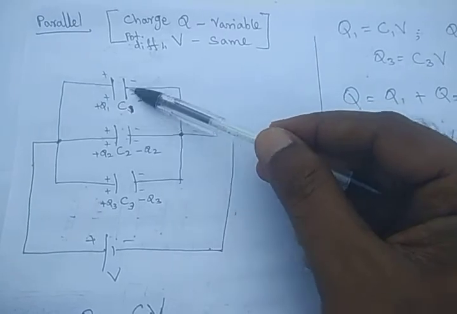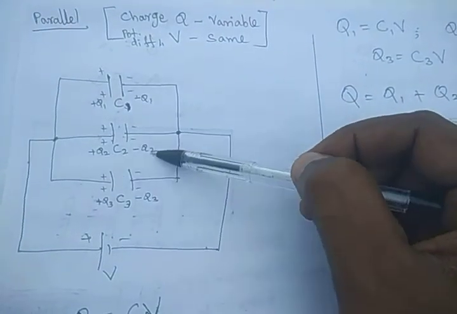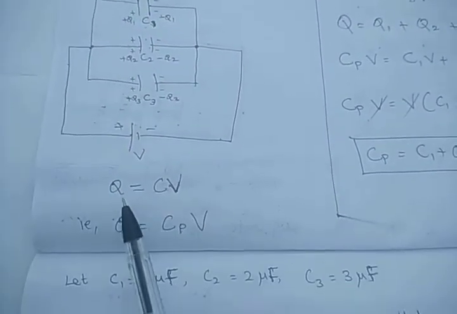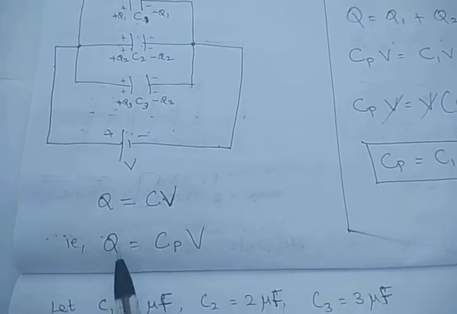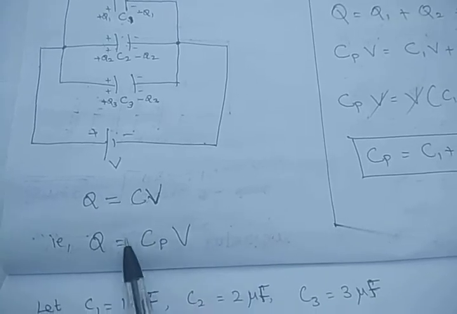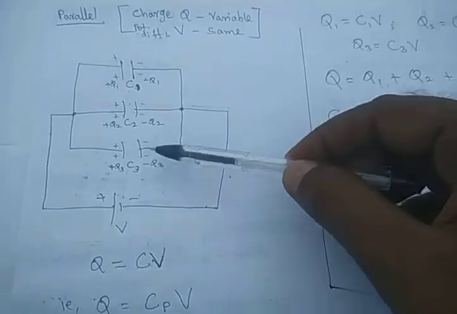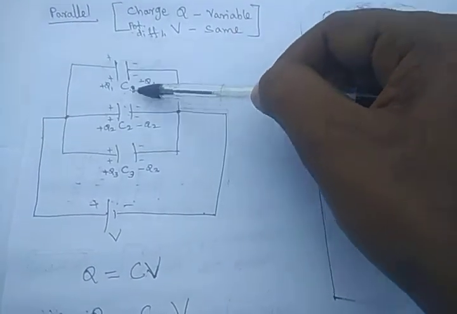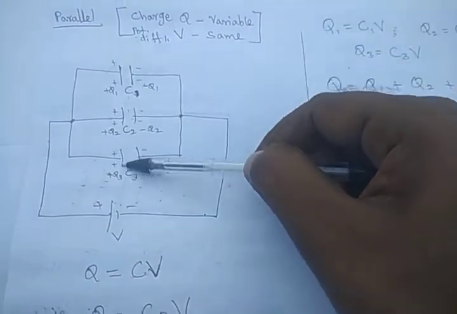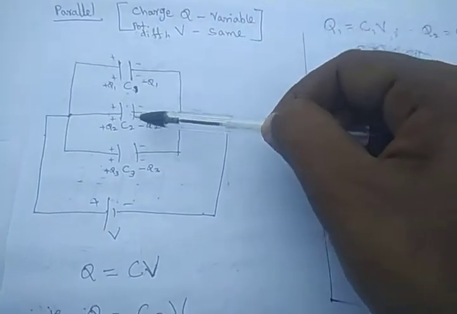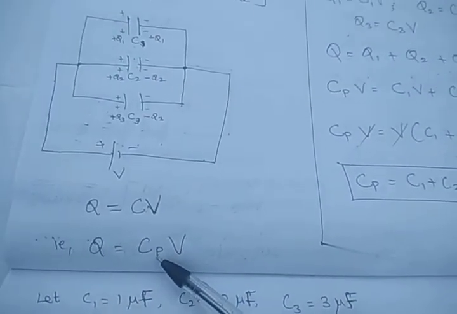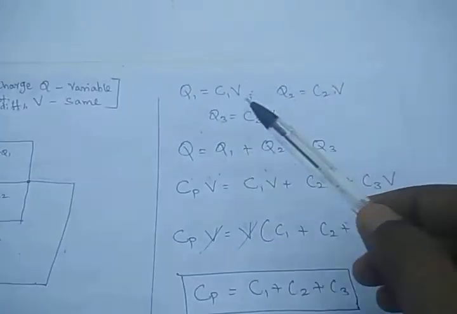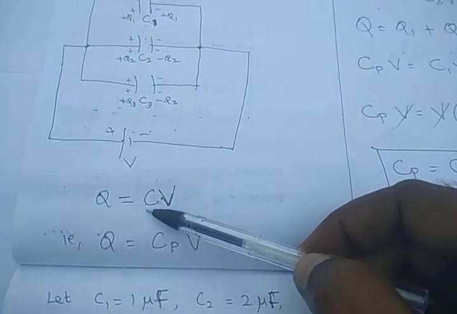For C1 the amount of charge is Q1, for C2 it is Q2 and for C3 it is Q3. As per the formula Q is equal to CV, then Q is equal to CP V. Here CP is the total or effective capacitance value when the three capacitors are connected in parallel. That's why we put the suffix P. For series we put the suffix S. So Q is equal to CV.